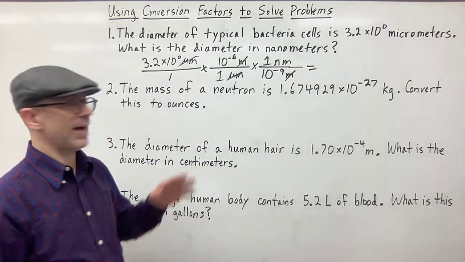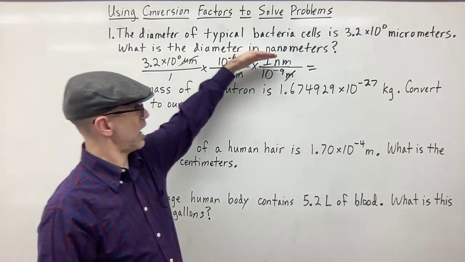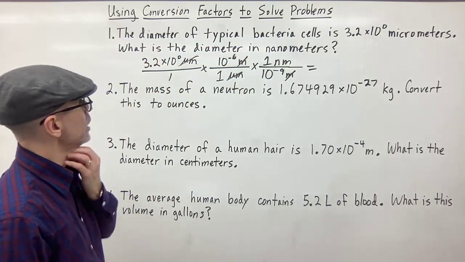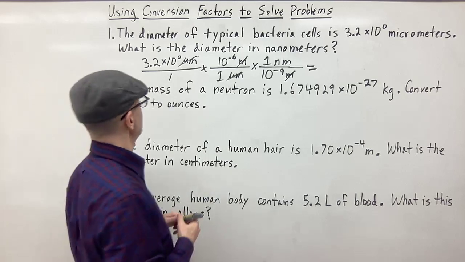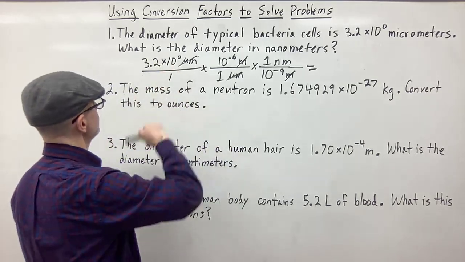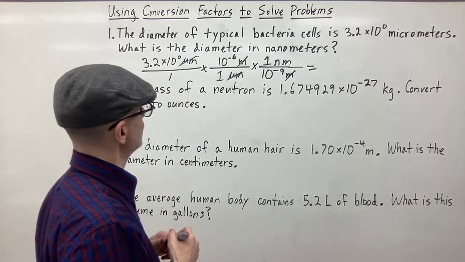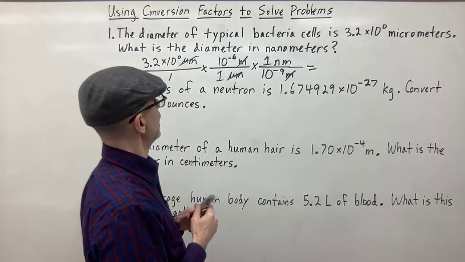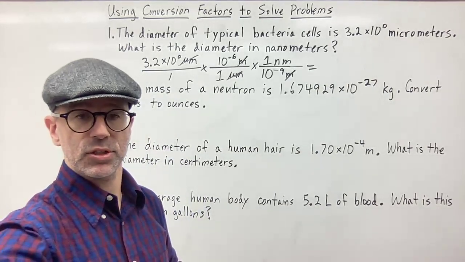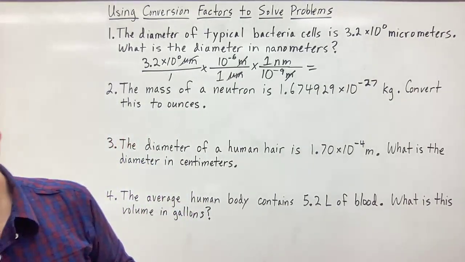At this point, I can multiply by everything on the top, divide by everything on the bottom, and what I end up getting is 3.2 times 10 to the positive 3. So let's double check that.